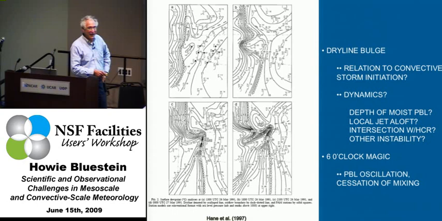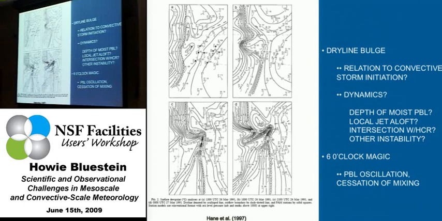Why? What is 6 o'clock magic? We see it over and over again. This is six local time magic. This probably has something to do with the planetary boundary layer oscillation or the cessation of mixing as the heating from the sun begins to go on the wane. This needs to be studied.